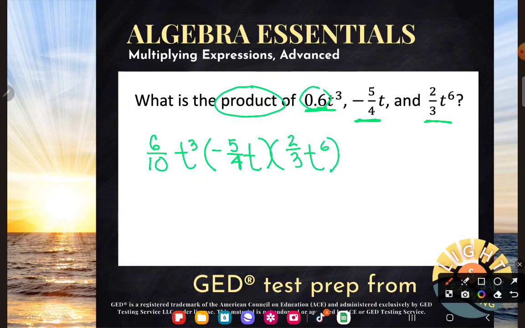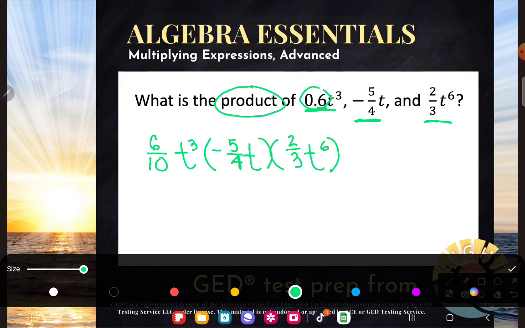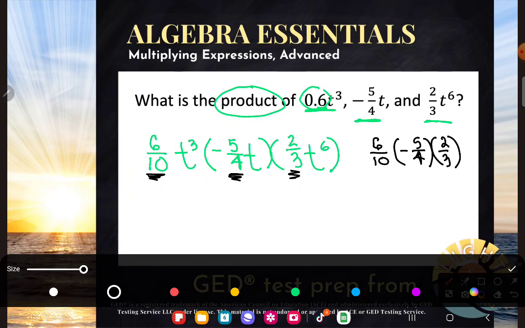And now it looks like what we've been doing. And we know that we can deal with the coefficients first, the numbers out front. So let's multiply together 6/10, negative 5/4, and 2/3. Now I'm going to come over here to do it in my side work, because fractions are really simple to multiply if you can see that we can cross reduce before we even begin. That means if there's any numerator in any of these fractions that shares a factor with any of the denominators, you can pull them out right from the start. And I see lots of numbers with common factors.